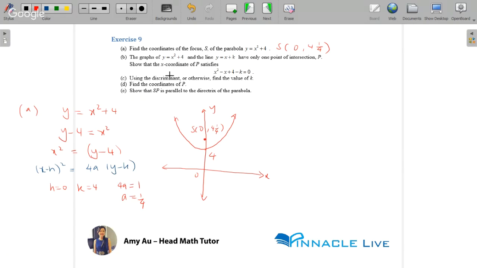All right, so the second one, the graphs of y equals x squared plus 4 and y equals x plus k only has one point of intersection P. Show that it satisfies this equation. So the second part, what you want to do is solve these two simultaneously. Because you're talking about intersection between two graphs, that's pretty much the only way to create anything that links them together. So we're going to sub 1 into 2. So sub that into that. And moving everything to the left side.